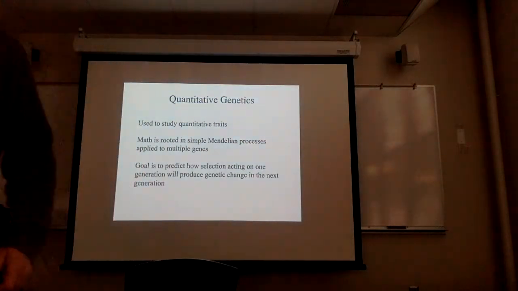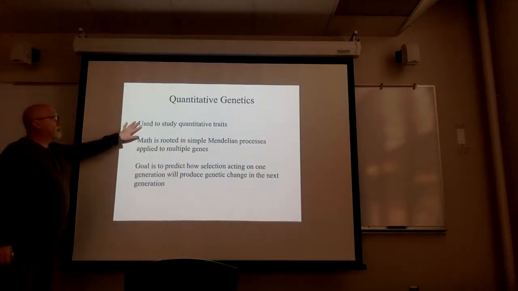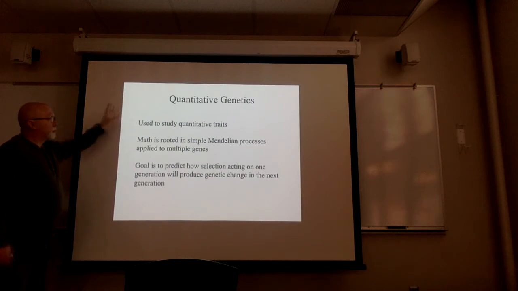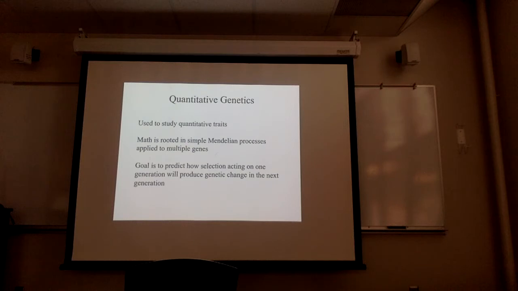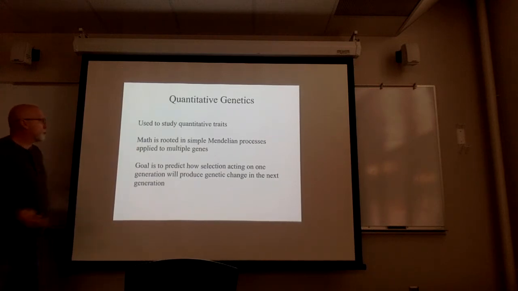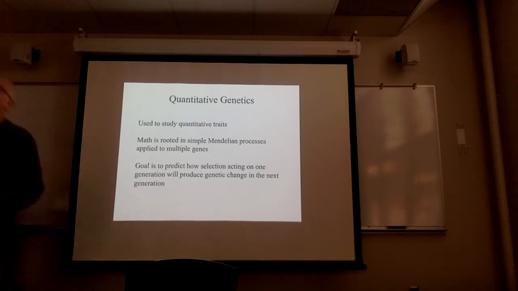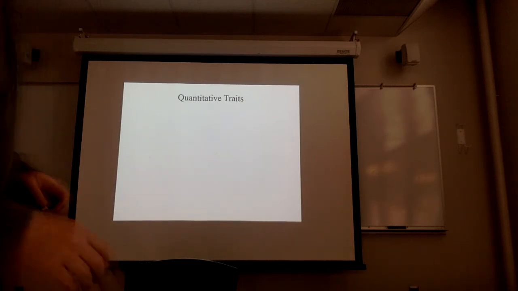So, just remember that quantitative genetics deals with quantitative traits. This is a field of study where we look at the genetics of organisms mathematically, rather than paying attention to all the individual little genes. But remember that this math is rooted in simple Mendelian processes as they apply to multiple genes, and the goal of this is to predict how selection acting on one generation affects the trait value of that population in the next generation.